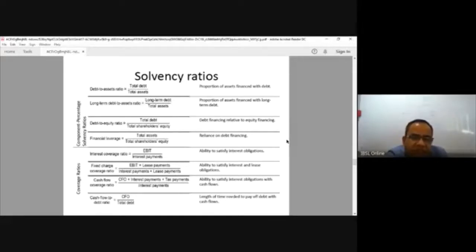And the other one is the debt to equity ratio, right? Total debt divided by total shareholders' equity. So this shows, compared to the customer's equity investment, how much he has put into the business, how much he has borrowed, right? Let us say, like a business which has borrowed up to 500 million.